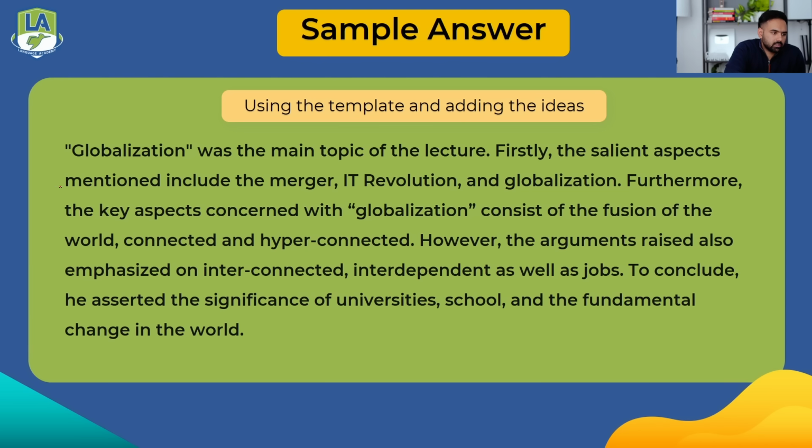This is a sample answer. Globalization was the main topic of the lecture. Firstly, the salient aspects mentioned include the merger, IT revolution. IT revolution is a proper noun, that's why it's capitalized, comma, and globalization. Furthermore, the key aspects concerned with globalization consist of the fusion of the world, connected and hyperconnected.